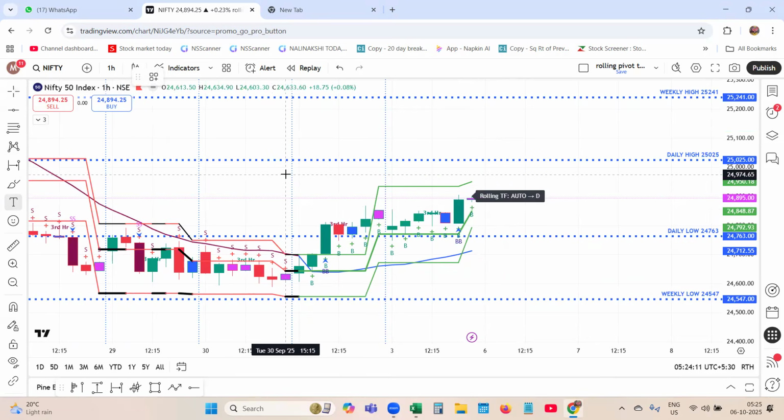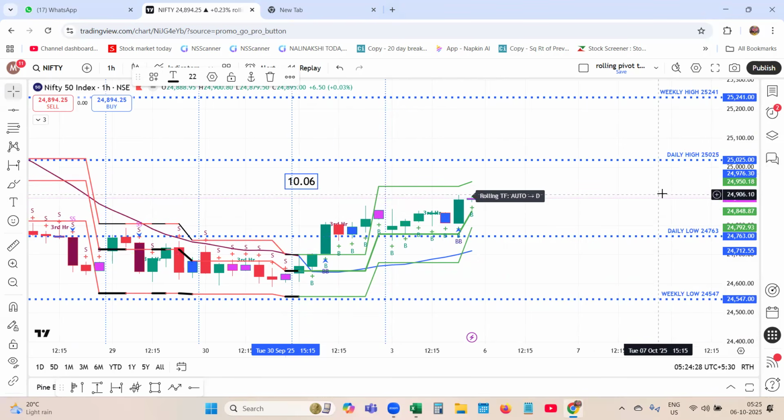India VIX has cooled off to 10.06. Based on that, the levels calculated are 25,025 on the upper side and 24,763 on the lower side. And the weekly low is 24,547 and the weekly high is 25,241.